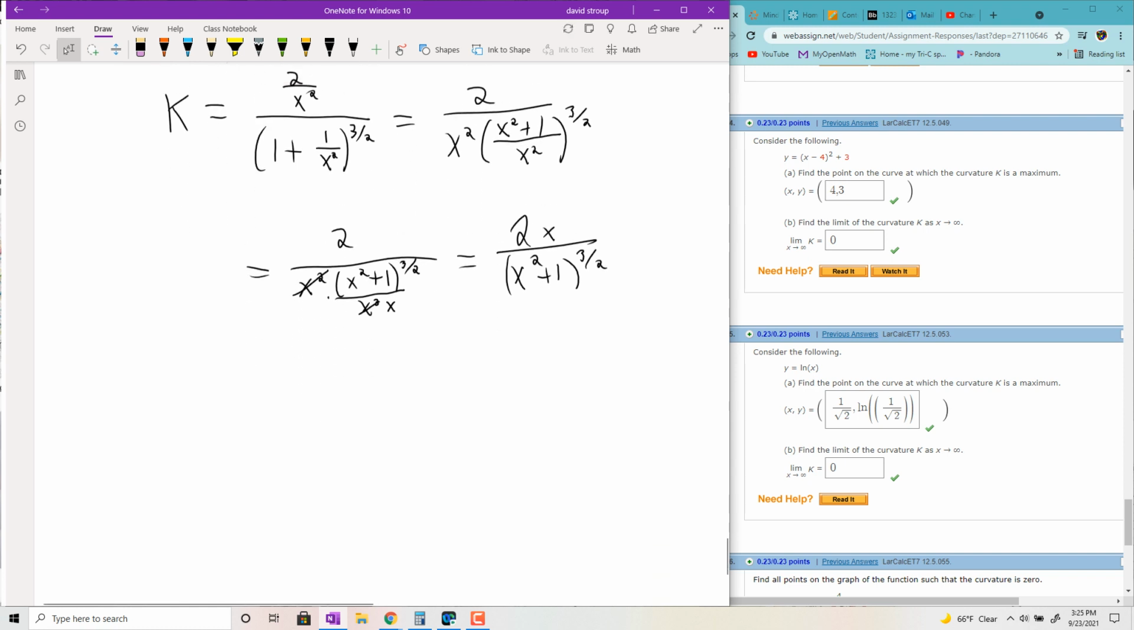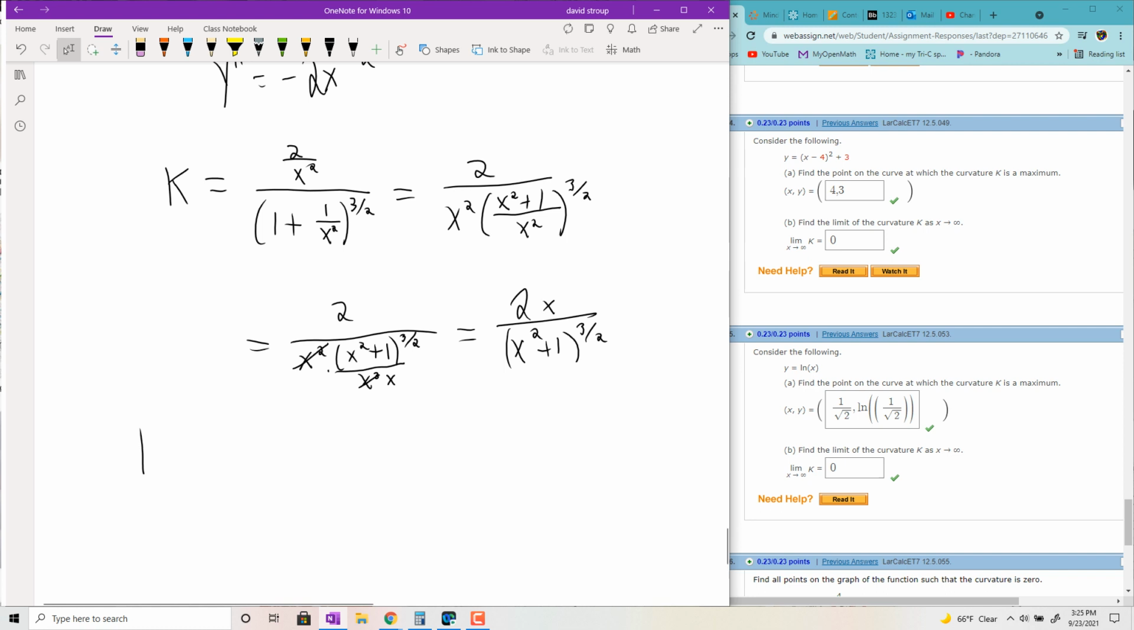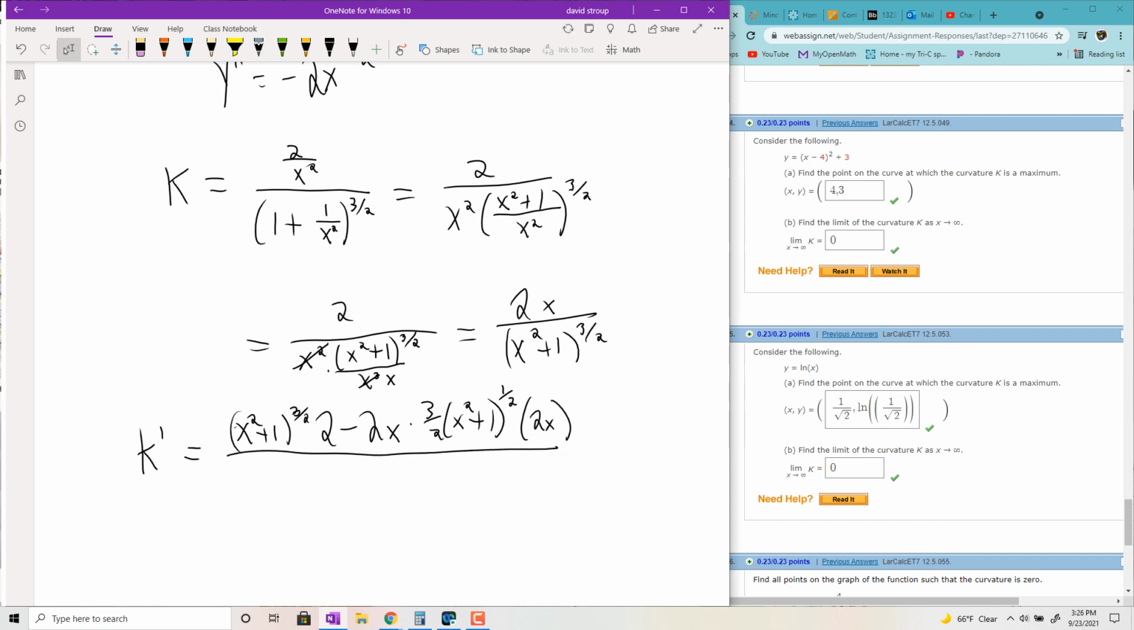Okay, so to find the maximum of that thing, you need to take its derivative. So k prime is going to be low d high, so quotient rule. That's what I mean when I go low d high minus high d low. So low is x squared plus 1 to the 3 halves. D high is 2 minus high times the derivative of the low, so that's 3 halves times x squared plus 1 to the 3 halves minus 2 halves is 1 half, and then the power rule 2x, all over the low squared, so x squared plus 1 now cubed.